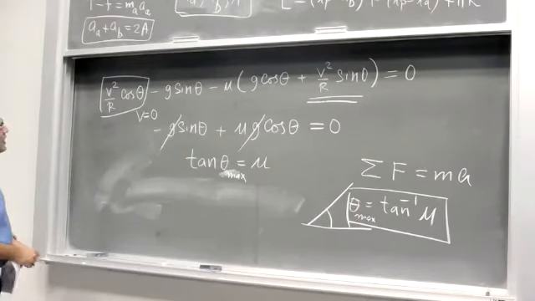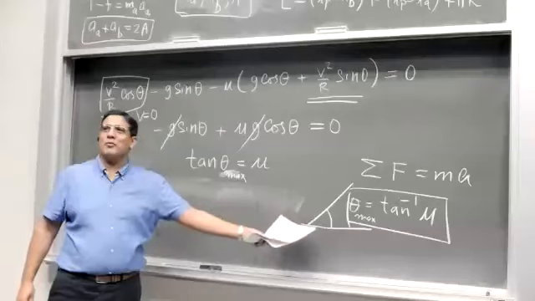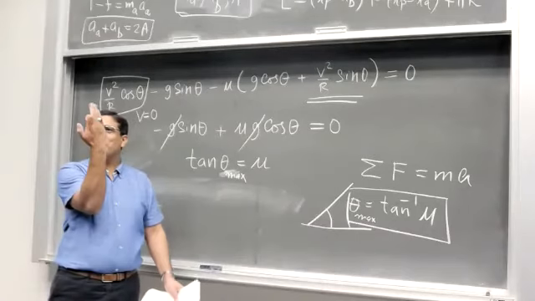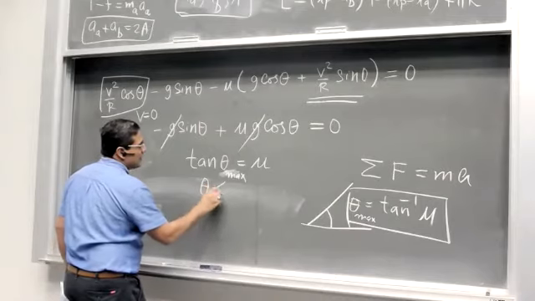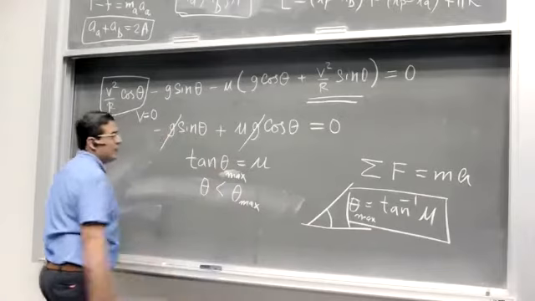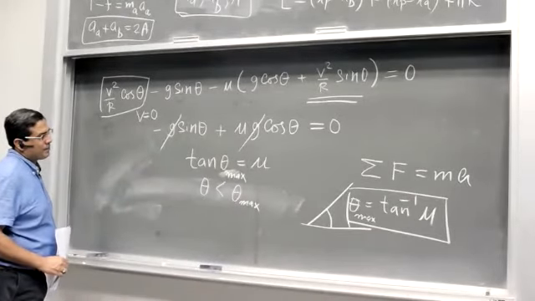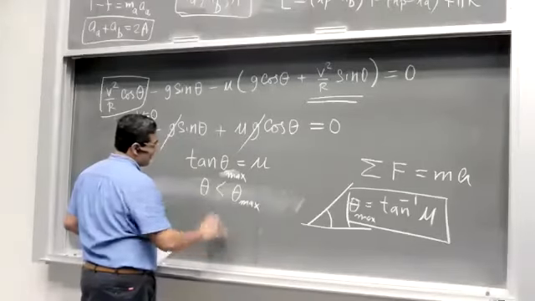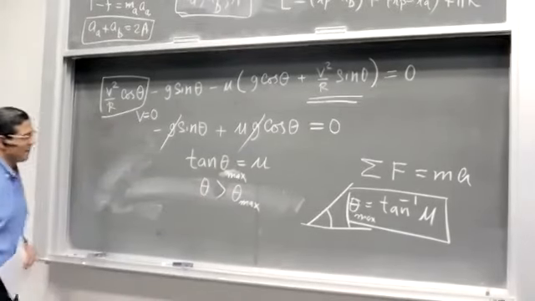But now let's analyze the situation where that is not the case. Let's say this bank was designed for moving objects. They didn't want it to be too steep. And let's say that the theta given to you in this problem is less than theta max. No, sorry, greater than theta max. Okay, it's greater than theta max.